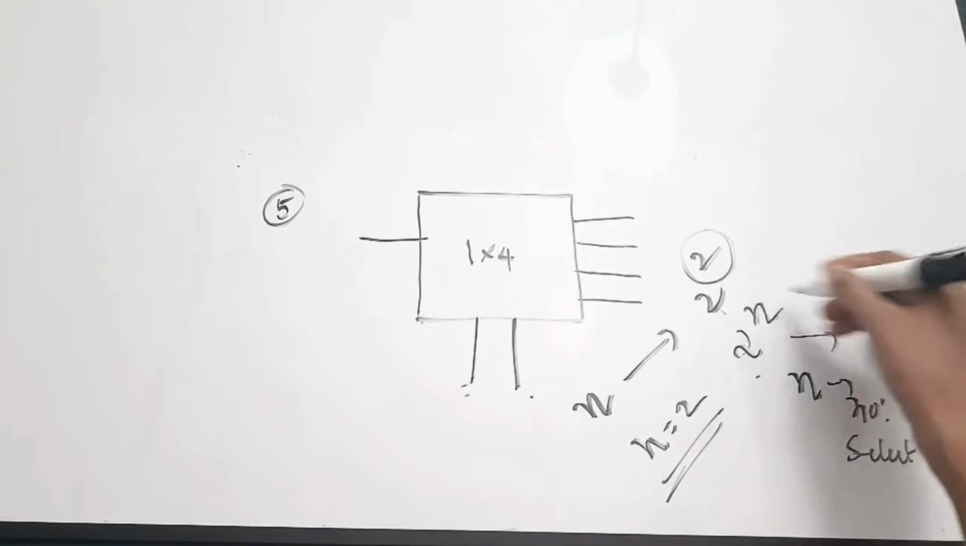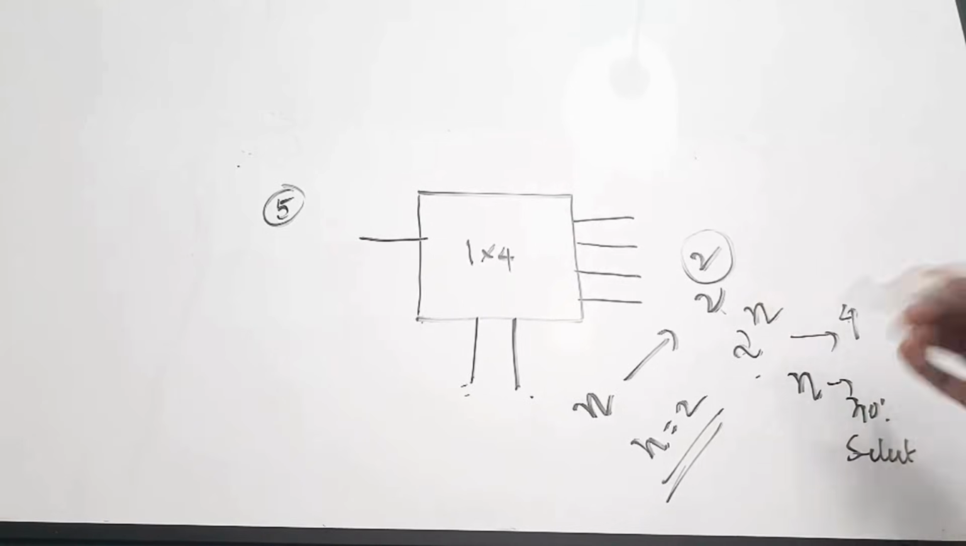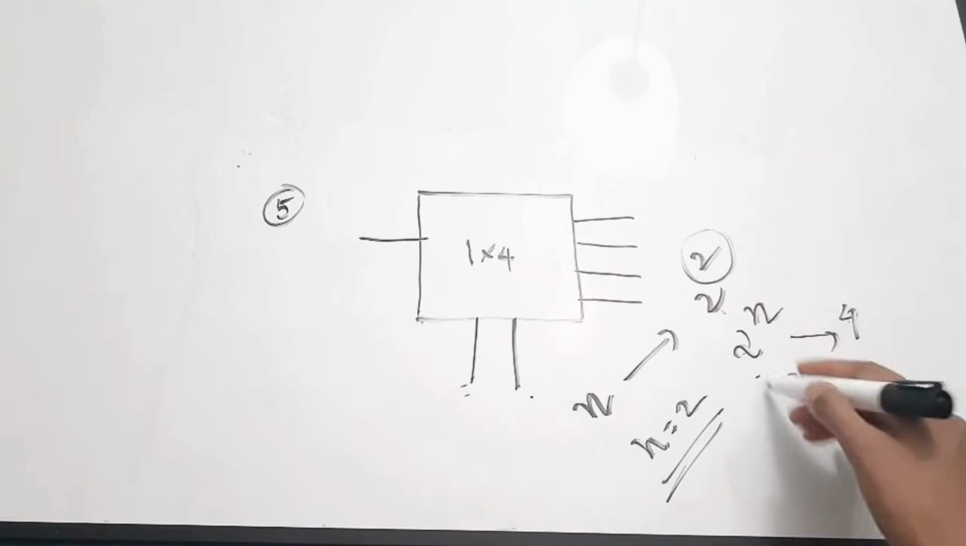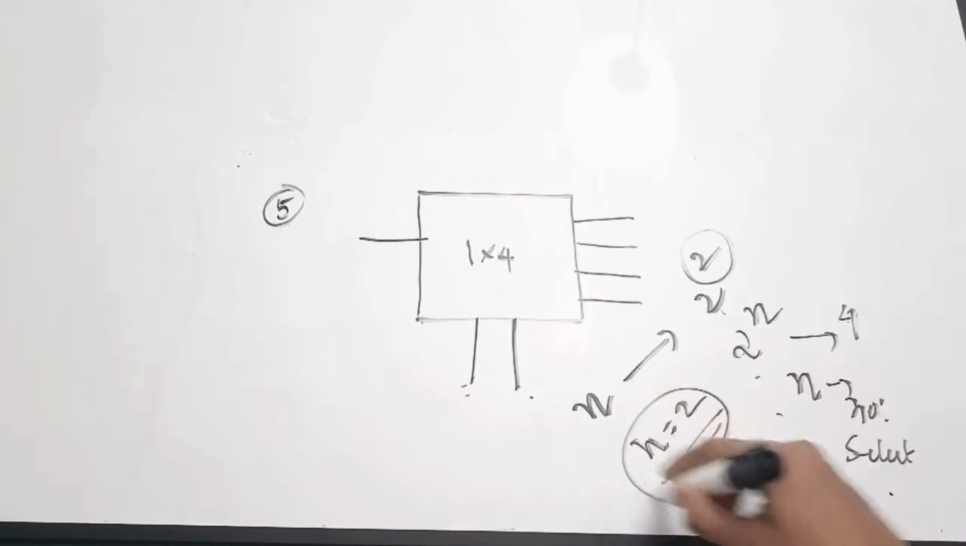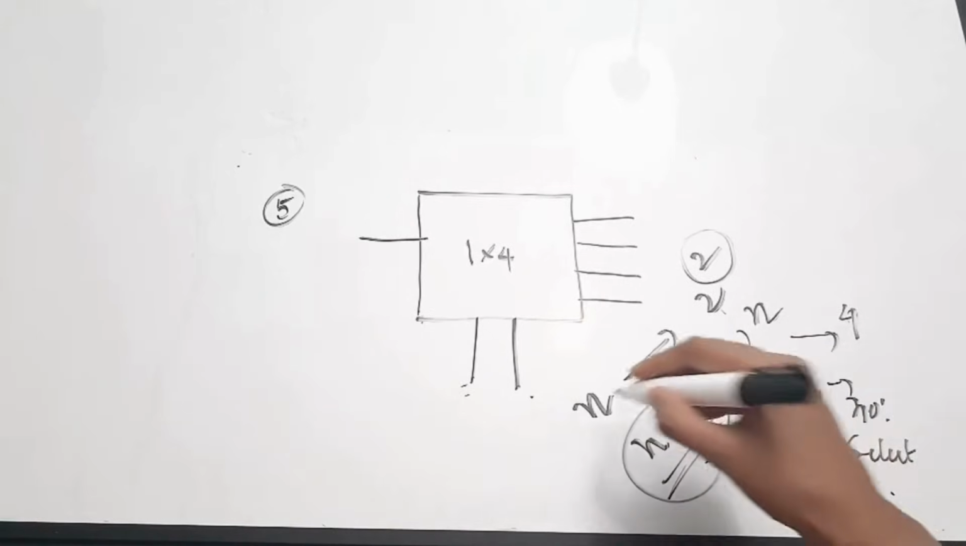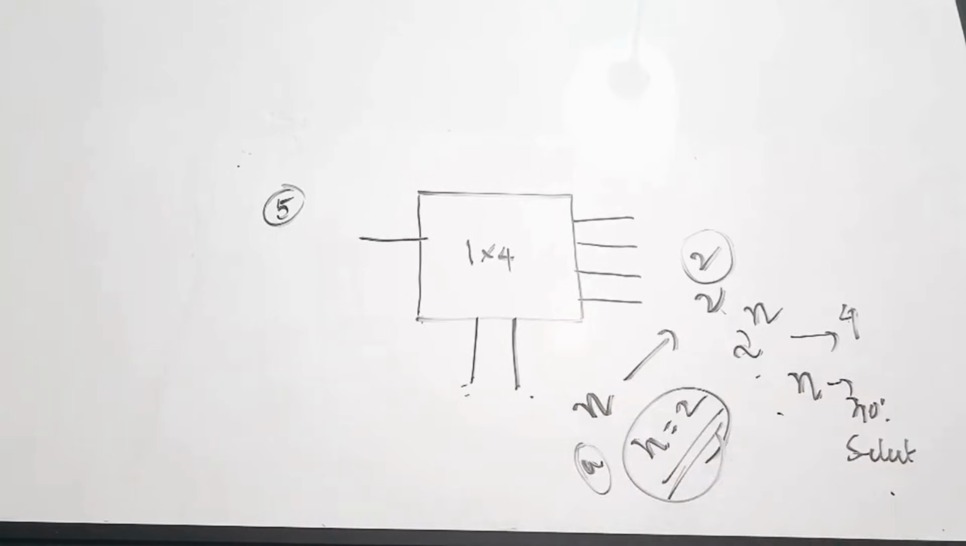So here 2 raised to n is 4. Now we can write 4 as 2 squared. So n is 2 here. So the number of select lines is 2. Correct answer is option A, which is 2. So this is the logic which you have to apply for any demultiplexer. In order to find the number of select lines or number of output lines, you can use this logic. Correct answer here is option A, 2.